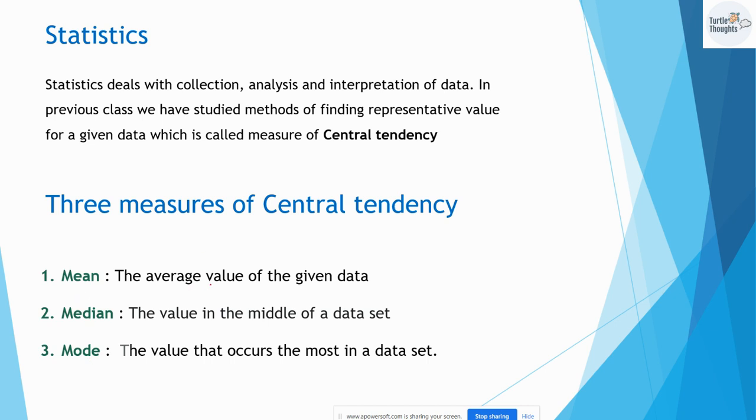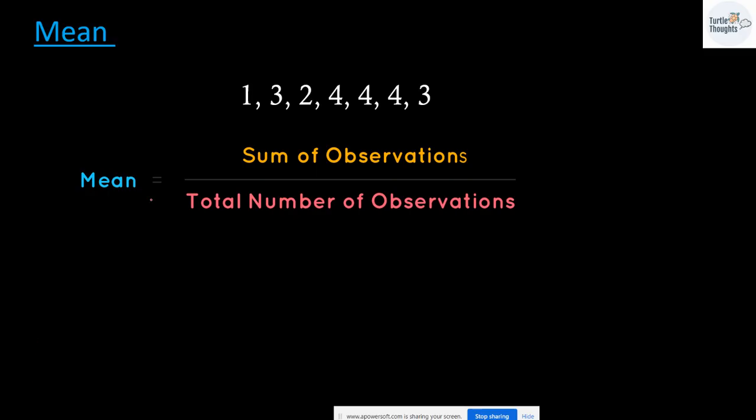Mean is going to be the average of the given data set. Median is going to be the middle value of the data set. Mode is going to be the value that occurs the most in a data set. I will be taking the example of this data set: 1, 3, 2, 4, 4, 4, and 3.